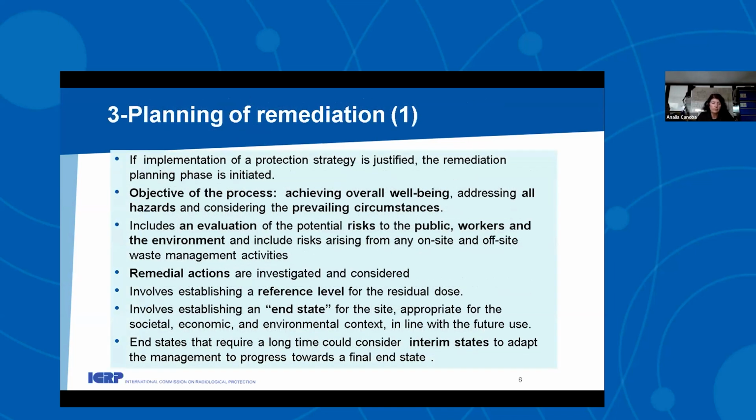Then, if the implementation of strategies is justified, taking into account all these prevailing circumstances and factors, the third stage begins. The remediation planning begins. We have to bear in mind which is the objective of the process. And the objective is not just dose reduction, it is to achieve an overall well-being, taking into account all the hazards of the site and taking into account these context factors, the prevailing circumstances.